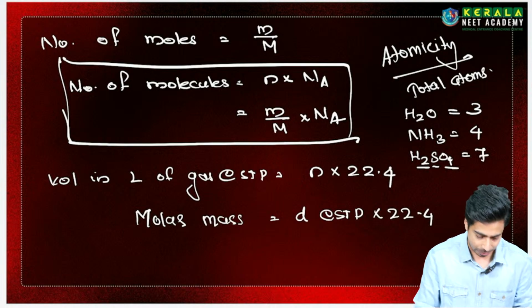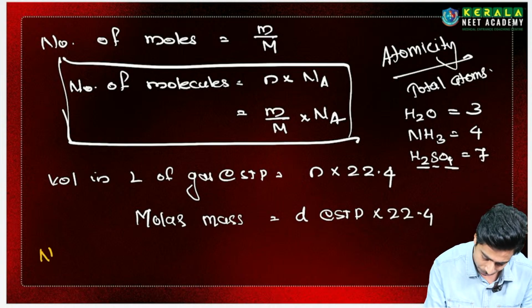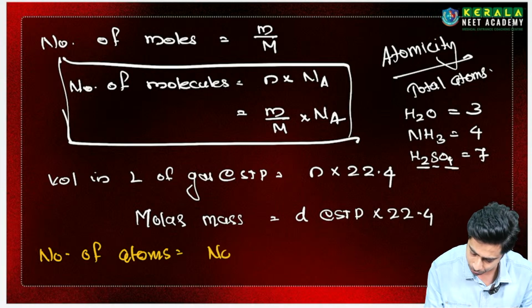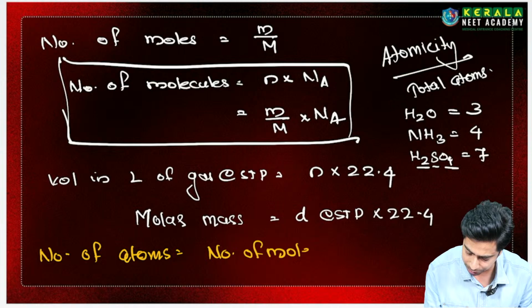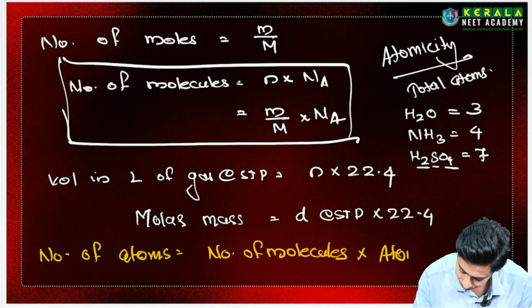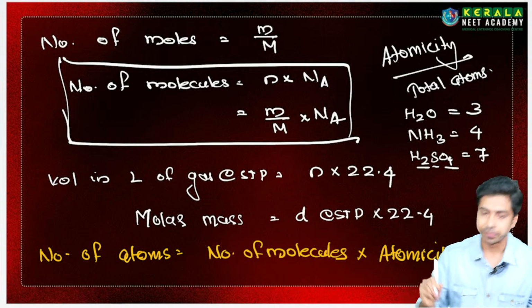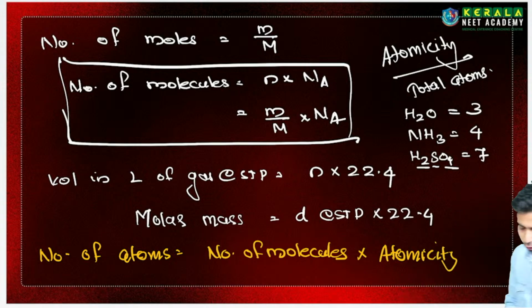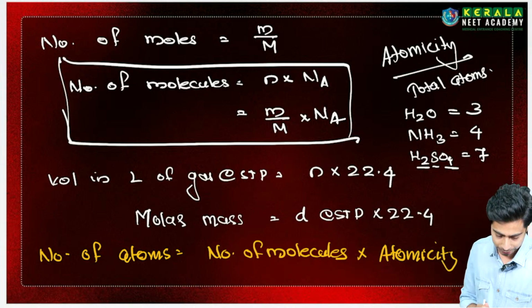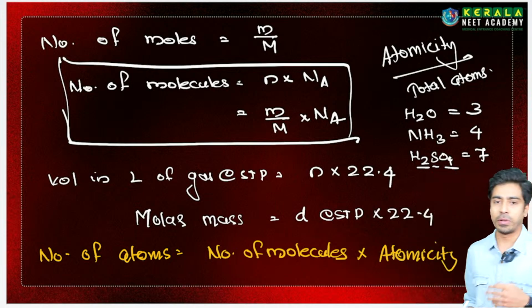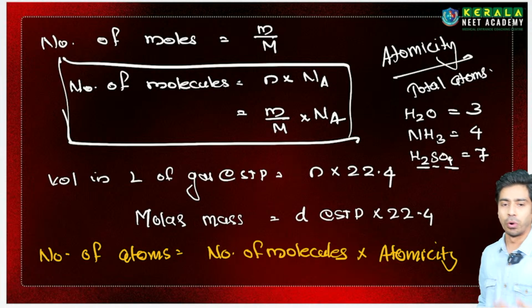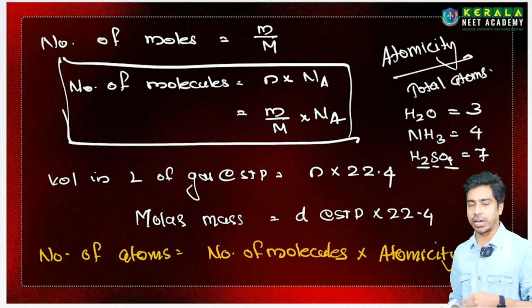Number of atoms is equal to number of molecules into atomicity. I have already discussed calculating the number of molecules. So atomicity is the total number of atoms present in a molecule. So if you know the total number of atoms, you can calculate.